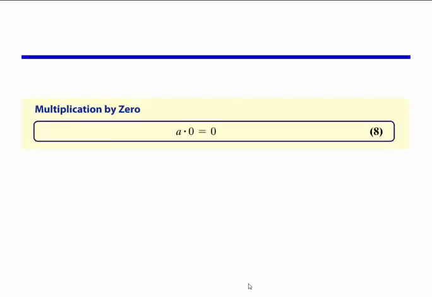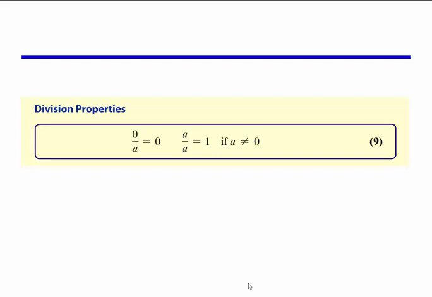Multiplication by 0 is equal to 0, regardless of what you're multiplying. Division property, 0 divided by any value is 0. A divided by a, so a is obviously a value. And so if I have 5 divided by 5 or 10 divided by 10, it's going to give me 1 as long as a doesn't equal 0.